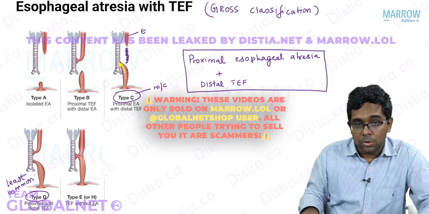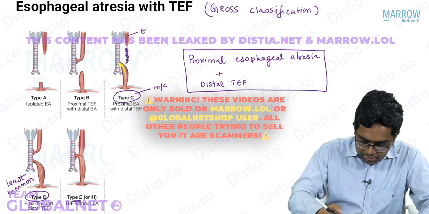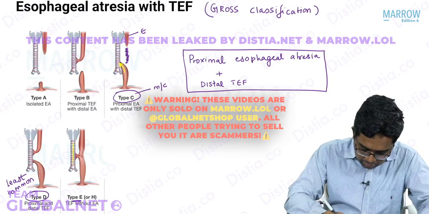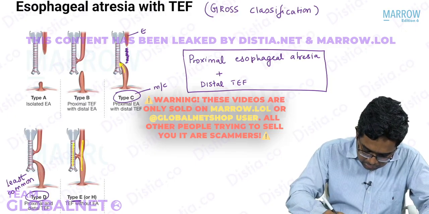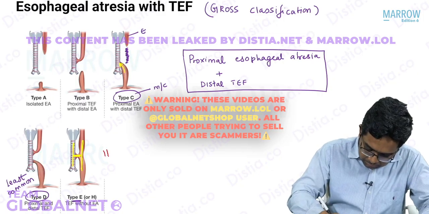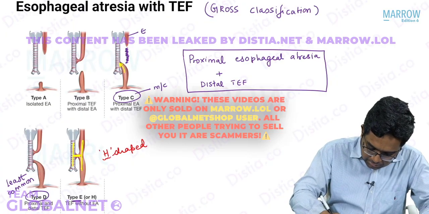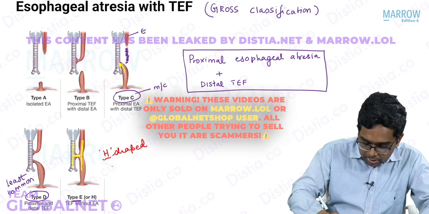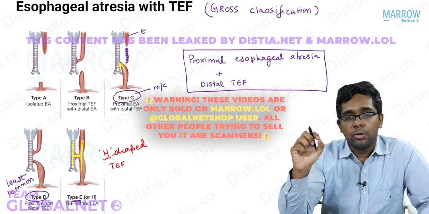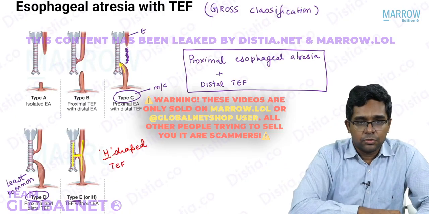And final question is, look at that last type, which is type E. Can you see that the shape of that anomaly is looking like the shape of an H, something like this? That is why this is also called an H-shaped fistula. So remember, it is type E but called H-shaped tracheoesophageal fistula. Okay, so those are some important one-liners which have been asked regarding the classification of esophageal atresia with fistula.